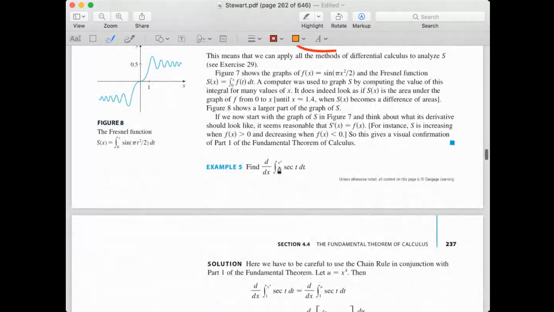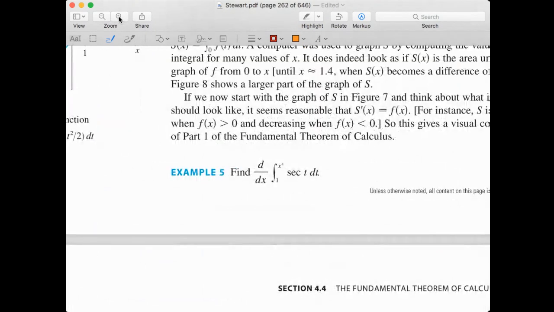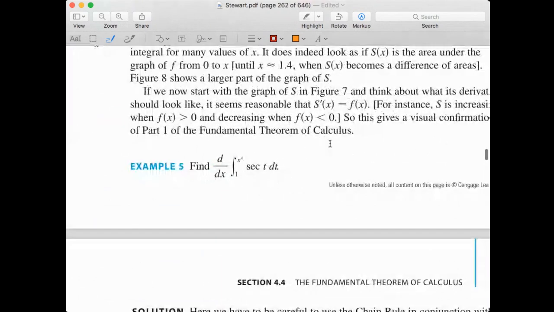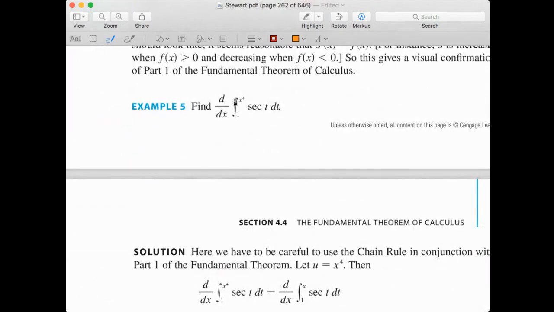In this example, the upper limit is x raised to the power of 4. Let me enlarge this. So this is x to the 4th. What are we going to do? The chain rule applies. So let's see how we do that.